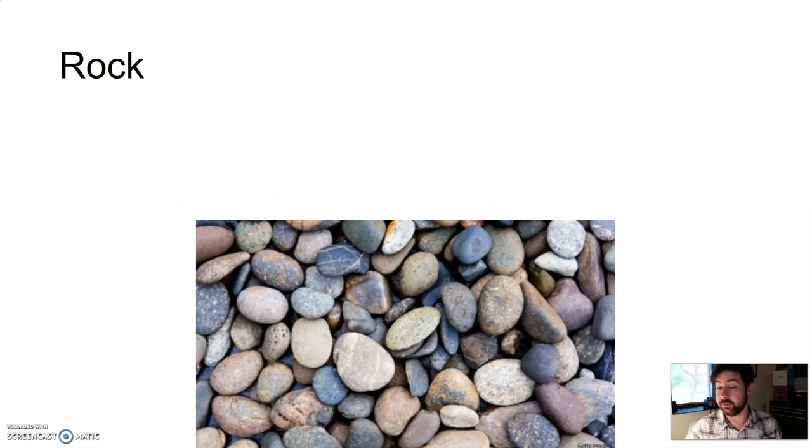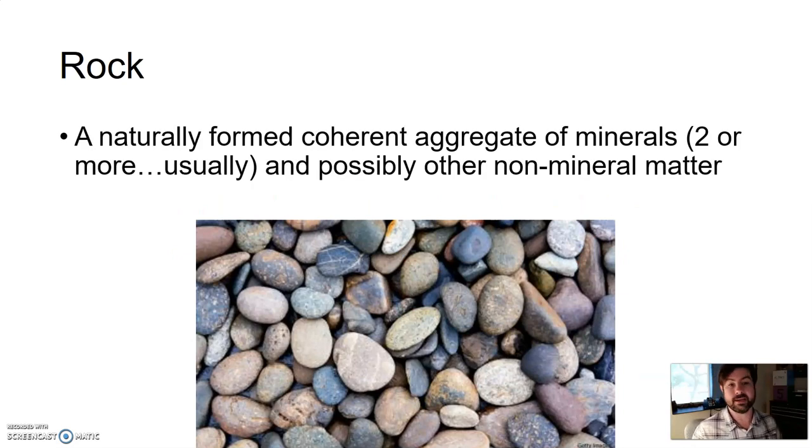So when it comes down to it, the definition of a rock is simply a naturally formed, coherent aggregate of minerals, two or more, usually, and possibly some other non-mineral material. So basically a rock is typically, not always, but typically a combination of two or more minerals and maybe some other stuff. Maybe some biologic stuff, maybe some shell fragments, some bones, some twigs, something else. But at the simplest, a rock is typically two or more minerals. Typically. There's always exceptions to that.